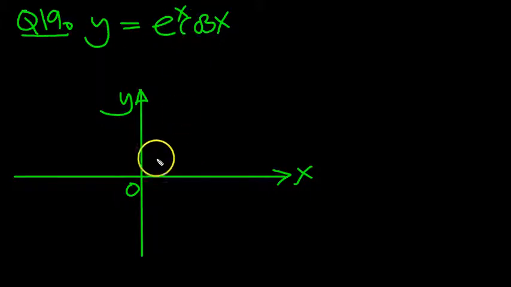y equals e to the x cos x. So let's draw in the e to the x function here as a guide, because cos varies between 1 and minus 1, doesn't it? So it's going to go up to touch these values.